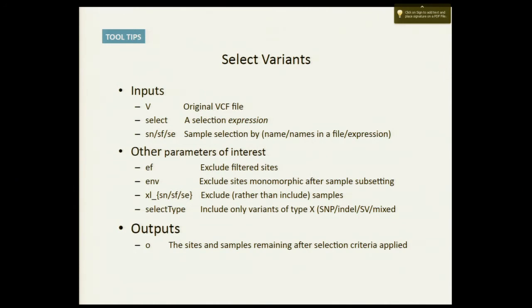And then for all of these selection criteria, there are exclusion criteria. So you just reverse it. Rather than saying, I want to see all the variants less than 1%, you can say, I want to exclude all the variants less than 1%. And you do that by prepending this XL. And then you can select a particular type of record. So you want SNP or you want an indel. Right? And then you just give it a simple output, the VCF.